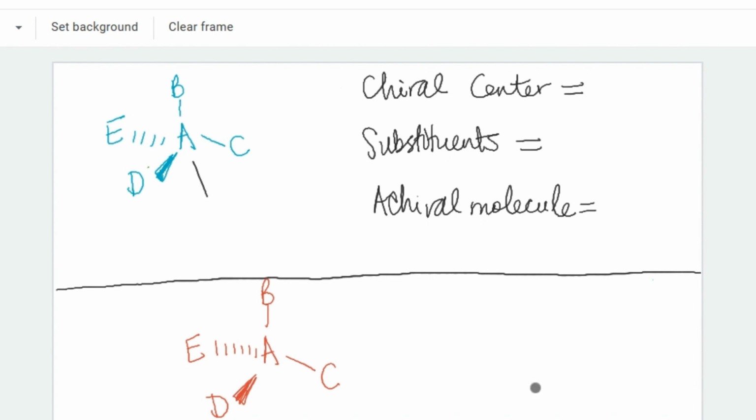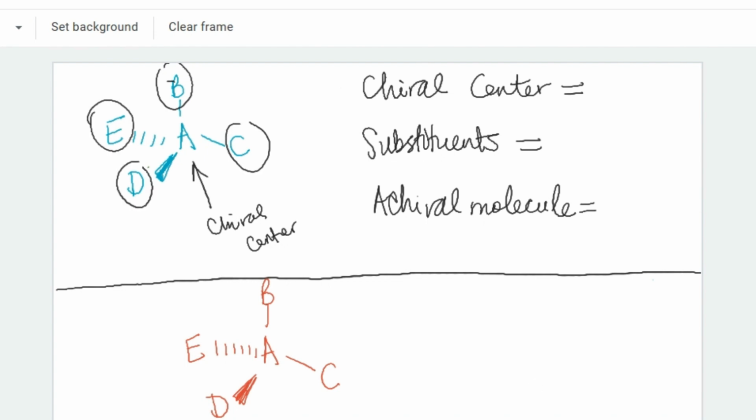So in this particular case, A here is the chiral center. It is the chiral center mainly because it has four different groups. B serves as one group, C serves as another group, D serves as another group, and E serves as another group. All four different groups. And whenever you're dealing with chiral structures, they always have to be tetrahedral. So you have four different groups of four different substituents attached to it at all times.